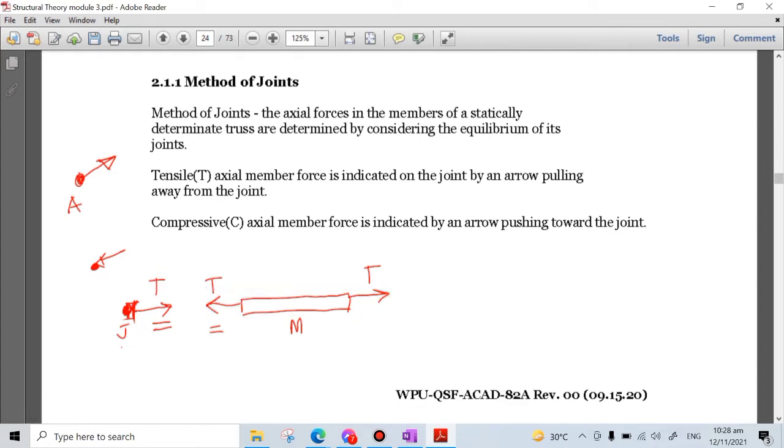Compressive axial member force is indicated by an arrow pushing toward the joint. So, kapag compressive naman siya, toward the joint naman siya. So, ito, yan ay compressive. Pero pagdating dun sa joint, siya ay ganon, papunta siya dun sa joint. Yun ay compression.